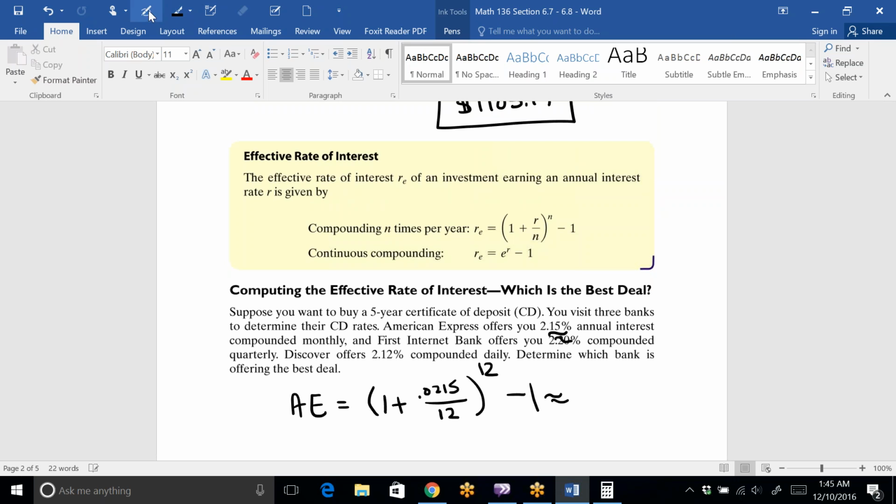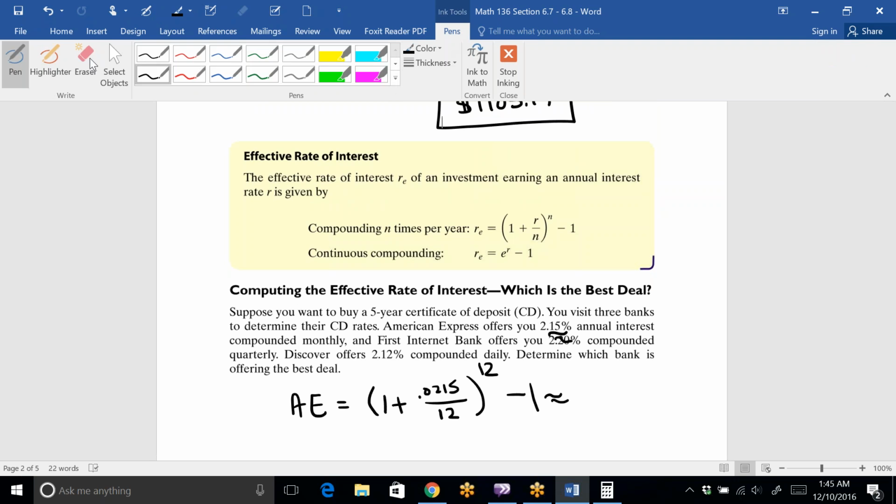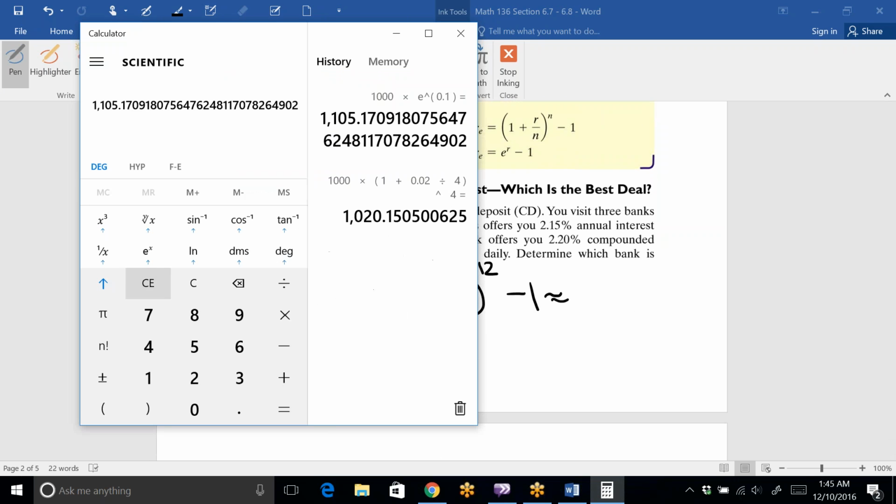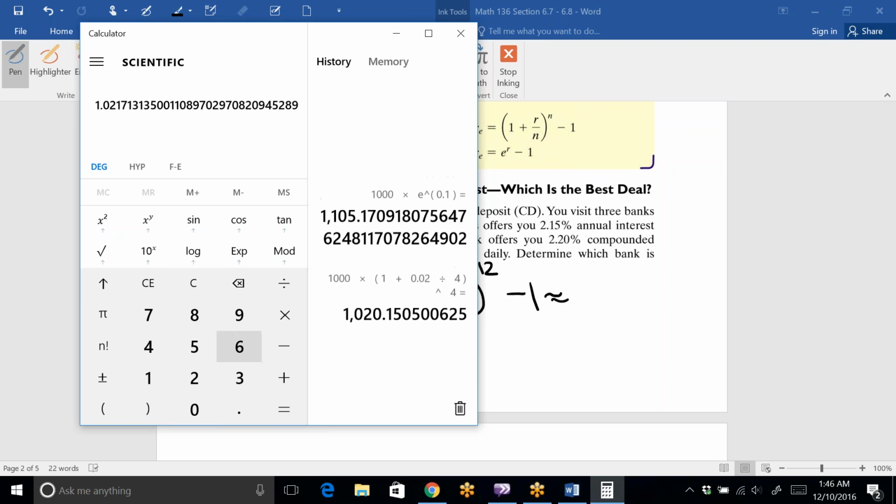So we're going to get an approximation for that. Let me erase that. Move this down a little bit. Okay, so parentheses 1 plus 0.0215 divided by 12 raised to the 12th power. Oops, it won't let me do that. I'll have to re-enter it. I was still in second mode. So 1 plus 0.0215 divided by 12, close parentheses, raised to the power of 12, and then minus 1.